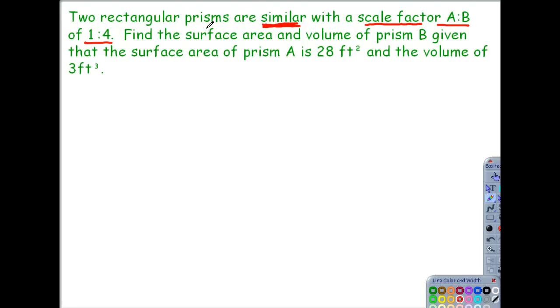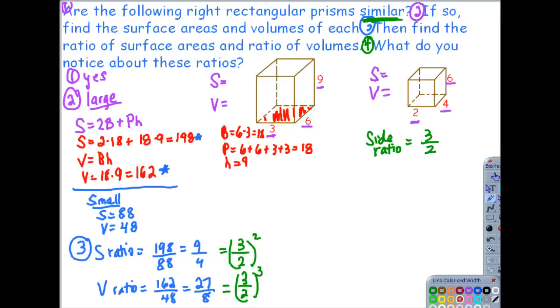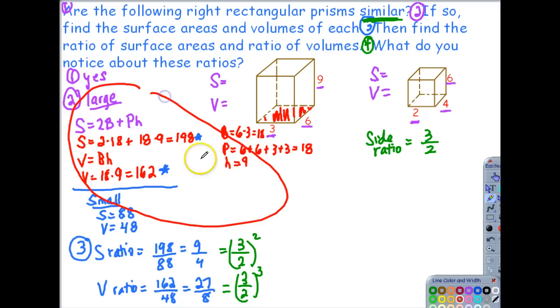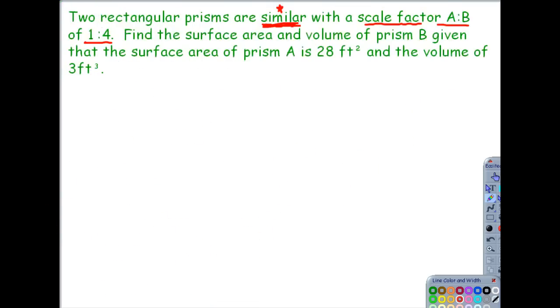Okay, that's the difference. Because this word is similar, we can bypass a lot of stuff. I didn't think about this until now: all of this work right here, if I had given you that the side ratio squared gets you the area ratio, you could have just given me that. So this allows you to bypass all that work.